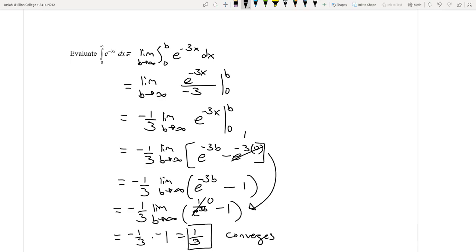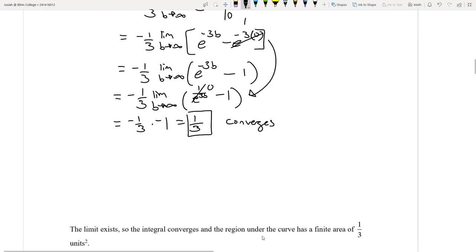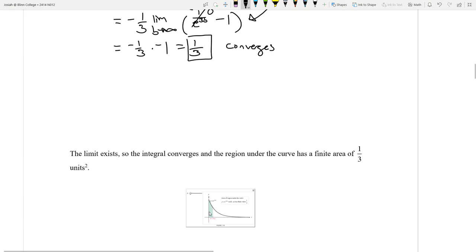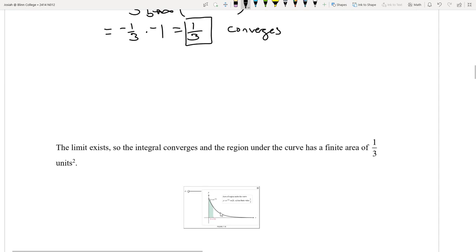So since we got a numerical value, this converges. So as it says here, the limit exists, so the integral converges. The region under the curve has a finite area. And the idea, again, looking at the function here, is that it gets smaller and smaller, closer and closer to 0. So even though we're adding an infinite amount of area here, an infinite length on which to do area, the actual area that we're adding essentially collapses to 0. And so we end up getting a finite value here of 1/3.